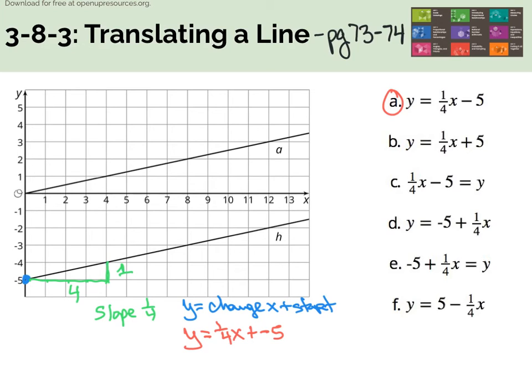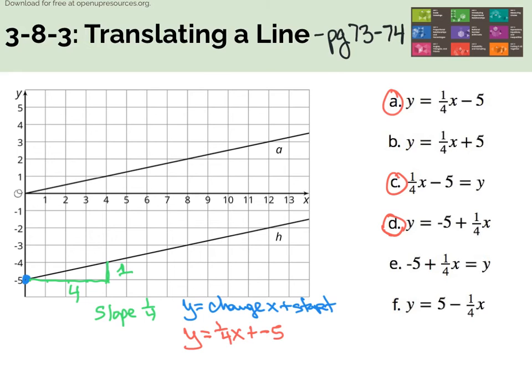Let's look at C. Can we rearrange it? We have 1 over 4x minus 5 equals y. So those flip-flopped. Is that the same as y equals 1 over 4x plus a negative 5? Yeah, that is. So C is an answer. Let's go through D. D, y equals negative 5 plus 1 over 4x. So these played musical chairs. Can that be an answer? Yeah, that's okay. We can play musical chairs. It doesn't change anything.